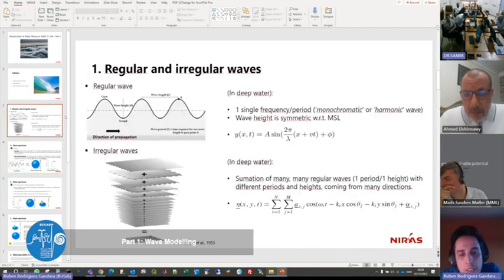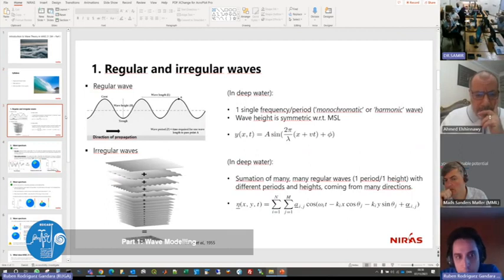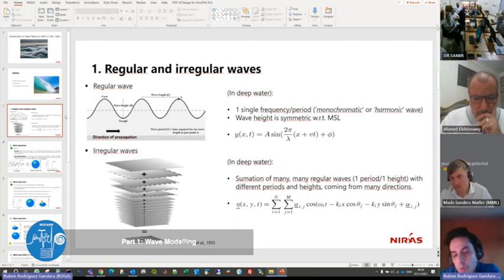the other day I was explaining to you the difference between a regular wave and an irregular wave. A regular wave is basically what you can find in a laboratory in a flume, whereas an irregular wave is the superposition of many, many regular waves from different directions and with different frequencies. It is what we call an irregular sea state, or what we see out in nature every day when we go out and take a look at the coast.